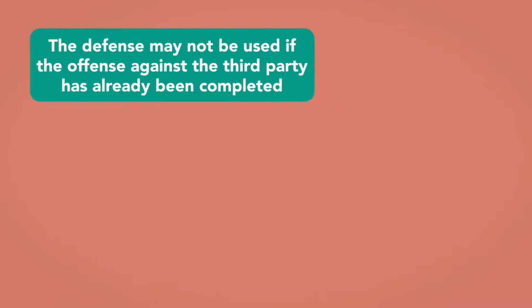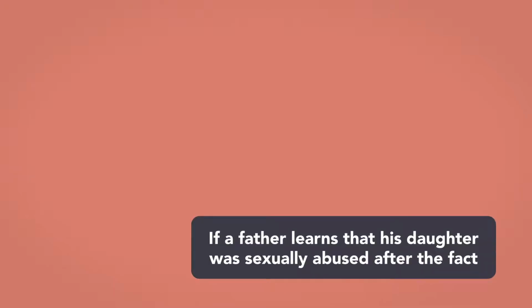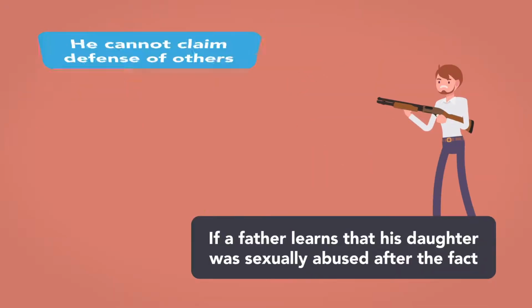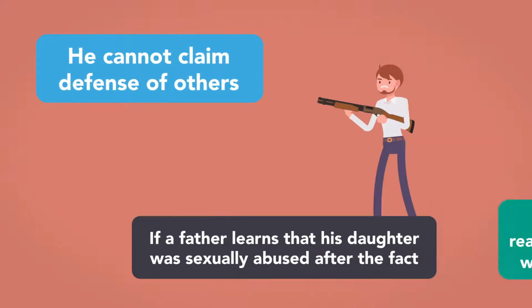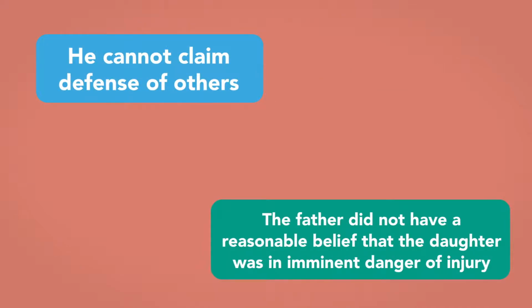The defense may not be used if the offense against the third party has already been completed. For example, if a father learns that his daughter was sexually abused after the fact and then kills the perpetrator, he cannot claim the defense of others, because the father did not have a reasonable belief that the daughter was still in imminent danger of injury.